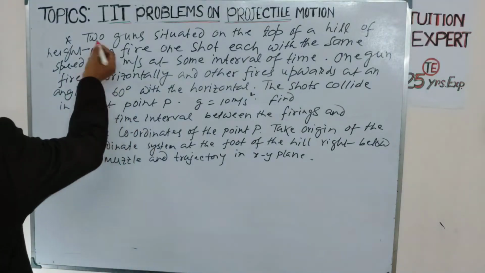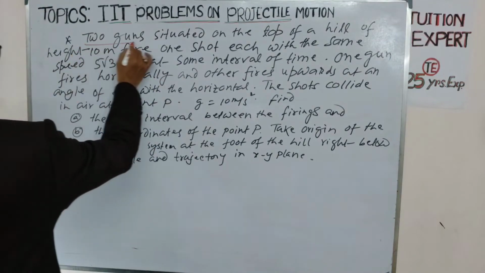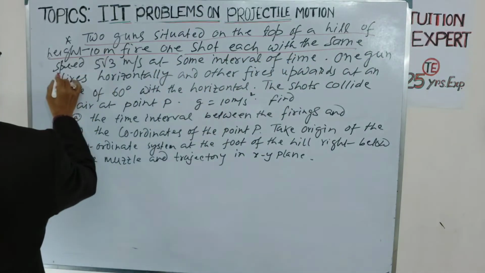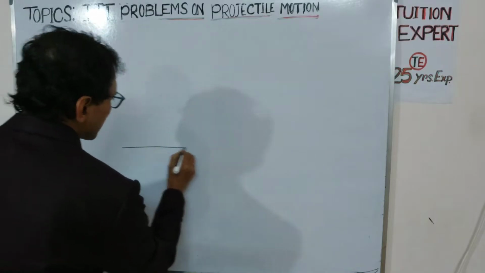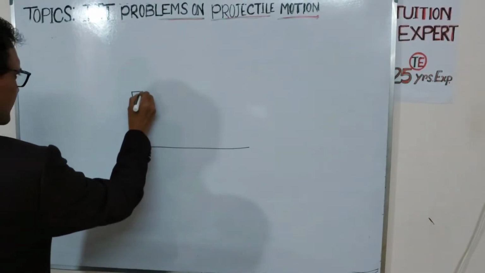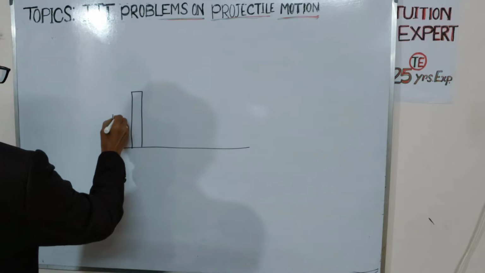The problem is here. I repeat the problem once again. Two guns situated on the top of a hill of height 10 meter fire one shot each, with the same speed 5√3 meter per second. Suppose this is the ground. This is a hill. The hill is 10 meter high.